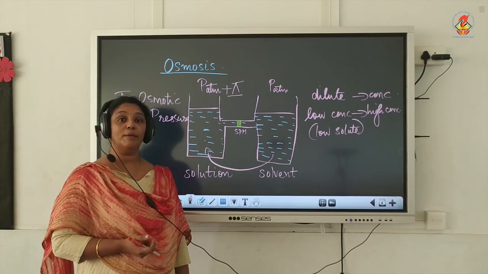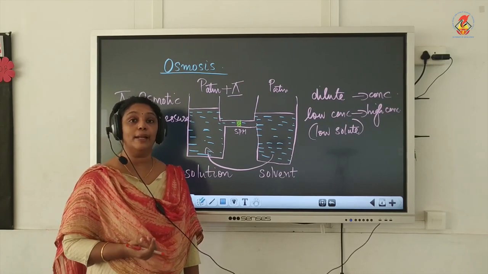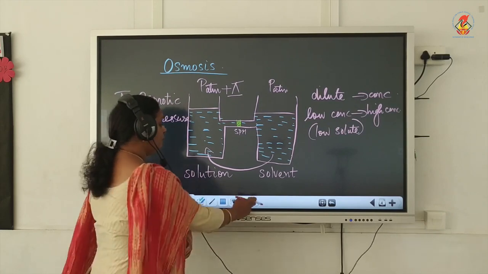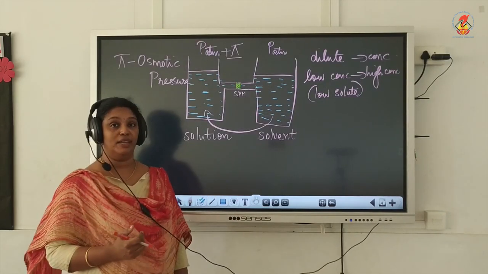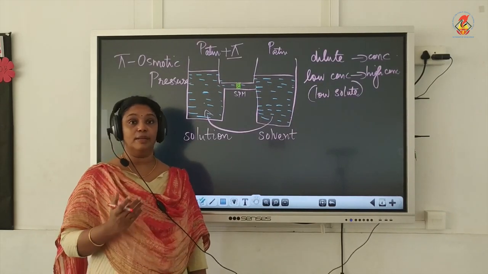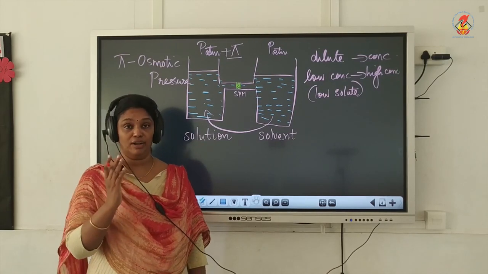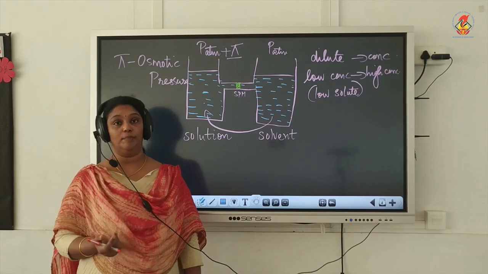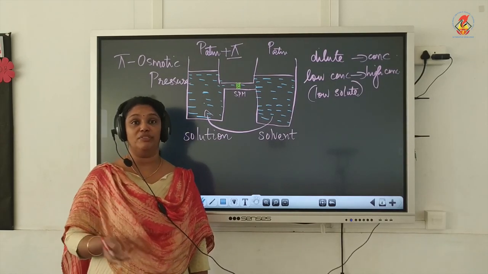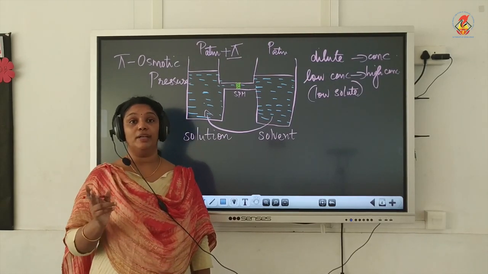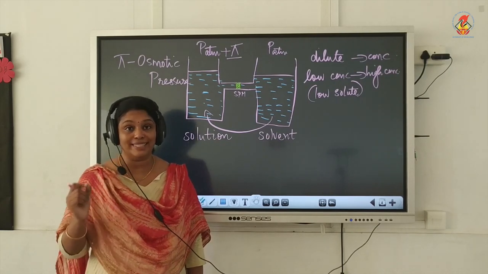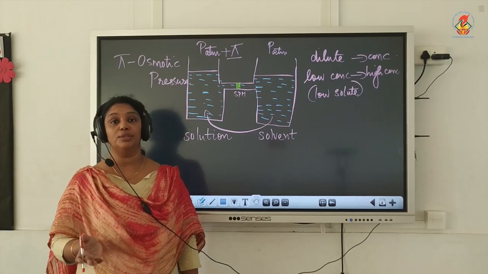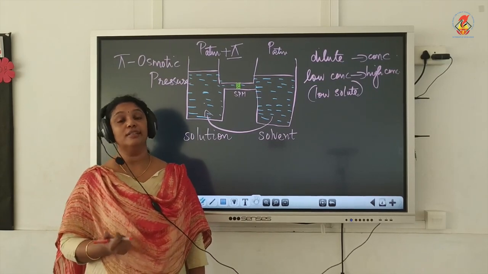The osmotic pressure of a solution is directly proportional to the molarity of the solution. In the other three colligative properties we discussed, the first one is relative lowering of vapor pressure. The second and third, elevation of boiling point and depression in freezing point, were proportional to molality. Whereas osmotic pressure is proportional to the molarity of the solution.